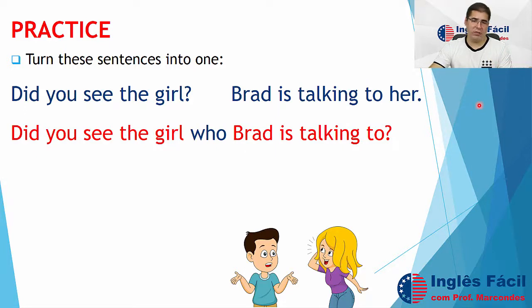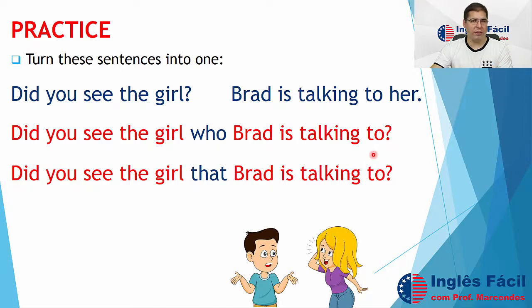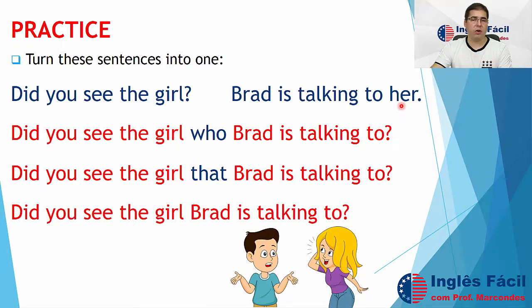So since it's a person, we can say, did you see the girl who Brad is talking to? Or did you see the girl that Brad is talking to? Okay, remember I can use either who or that to replace a person, right? To replace a subject or an object pronoun. Now, is it possible to leave who or that out? It's possible, right? Why is it possible? Because here, who and that are replacing her, and her is an object, okay? So we can only say, did you see the girl Brad is talking to?